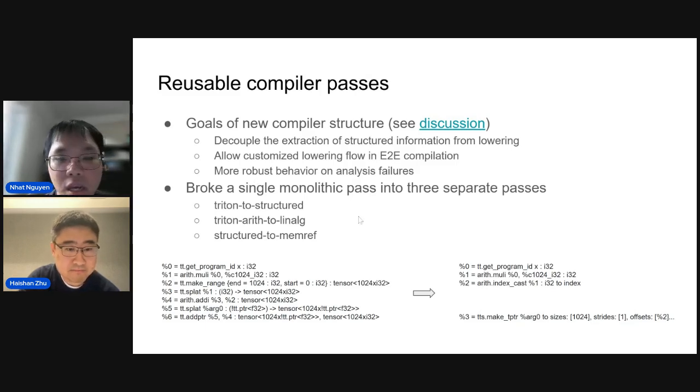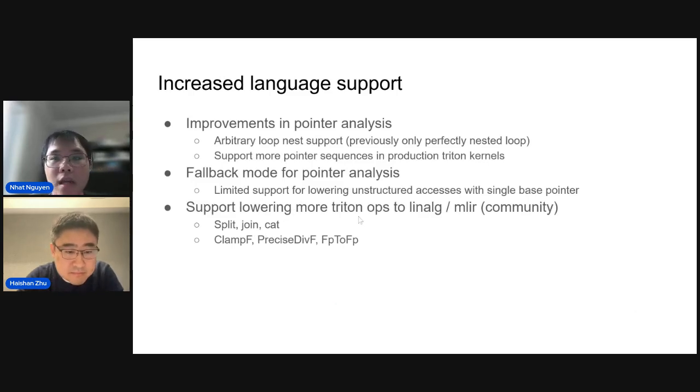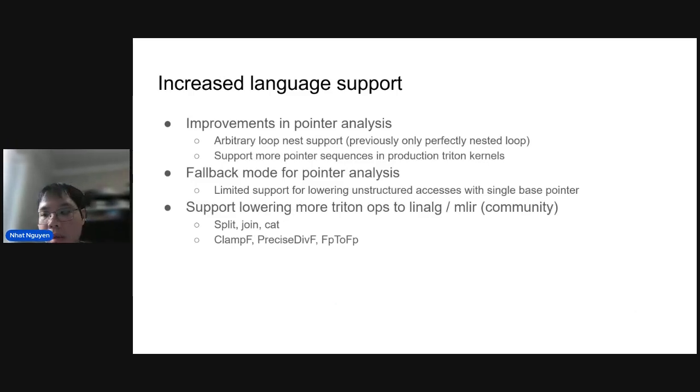Yeah. Thanks, Haishan. So that was a great update. It makes it easier for us to add more improvements to the passes. During last year, some of the improvements we made are improvements to our pointer analysis. This is built on top of the rewrite that Haishan did, to support nested loops and other pointer sequences that are seen in production Triton kernels. We also started having limited support for lowering non-contiguous memory access. And thanks to the community, we also have more op support as well.